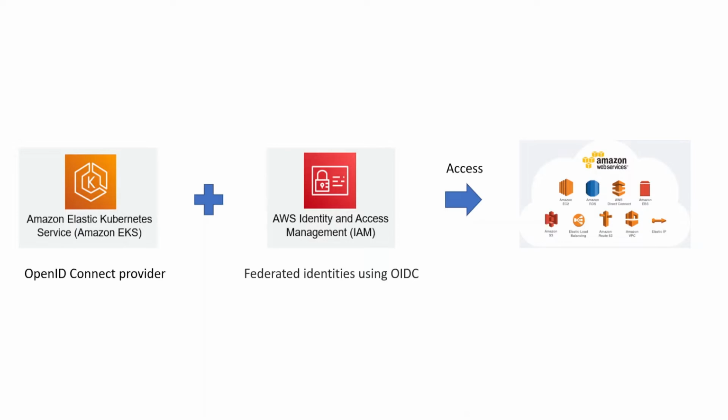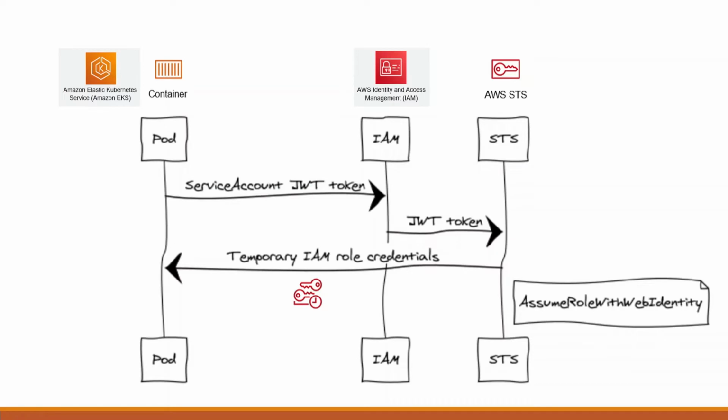Now, AWS IAM supports IDPs that are compatible with OpenID Connect or OIDC to establish trust relationships to access your AWS account, which means that we can use the AWS EKS OpenID Connect provider to access the AWS services using the IAM Identity Federation. Now, here is the flow.